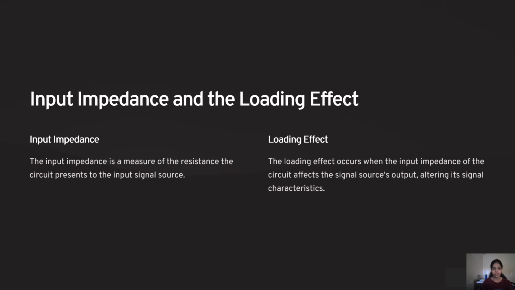Input impedance and the loading effect. The input impedance is a measure of the resistance that a circuit presents to the input signal source. Loading effect occurs when the input impedance of the circuit affects the signal source output, altering its signal characteristics.